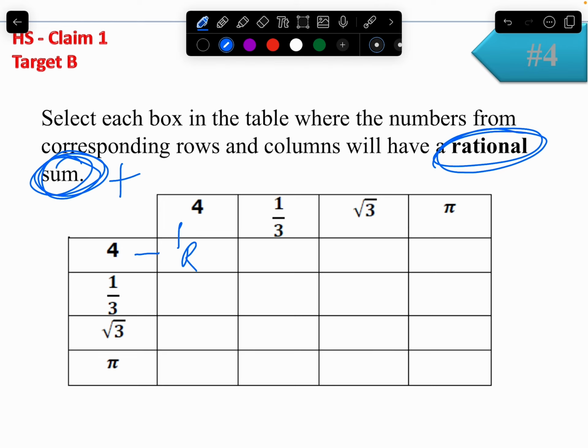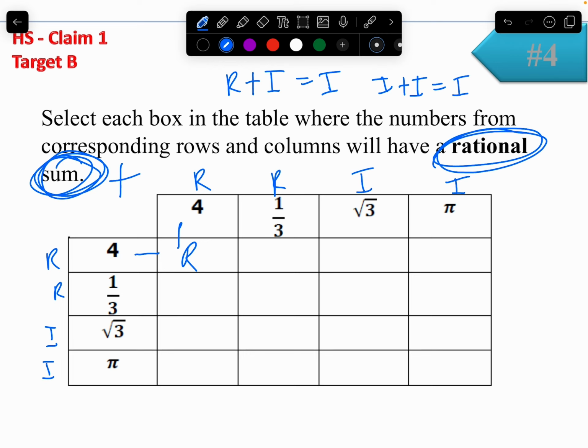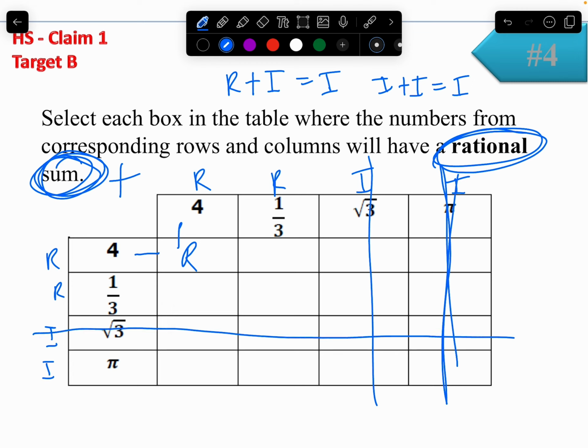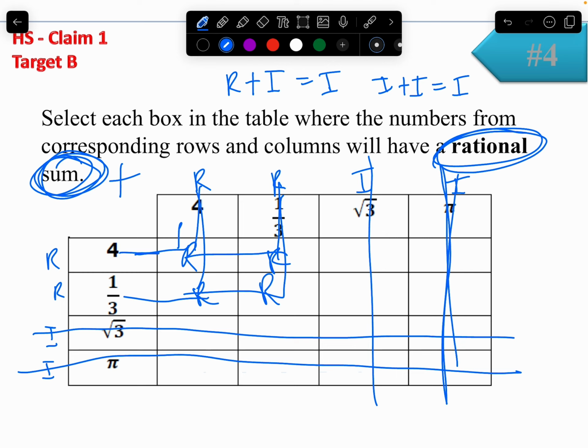So remember, when you're dealing with rational, irrational numbers, go ahead and just label it. So this is rational, rational. This is irrational, irrational. Same numbers. And we know the rule is if it's R plus I, that's irrational, I plus I is irrational. So let's get rid of all the irrational numbers because we don't need them in this case, especially for addition, because we only want rationals. So rational, rational, rational, rational, and so on. So that is how you do this problem.